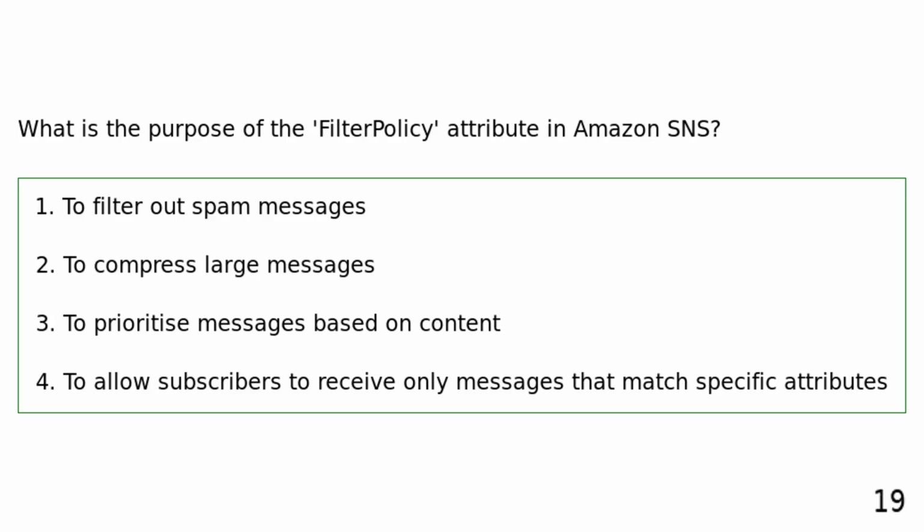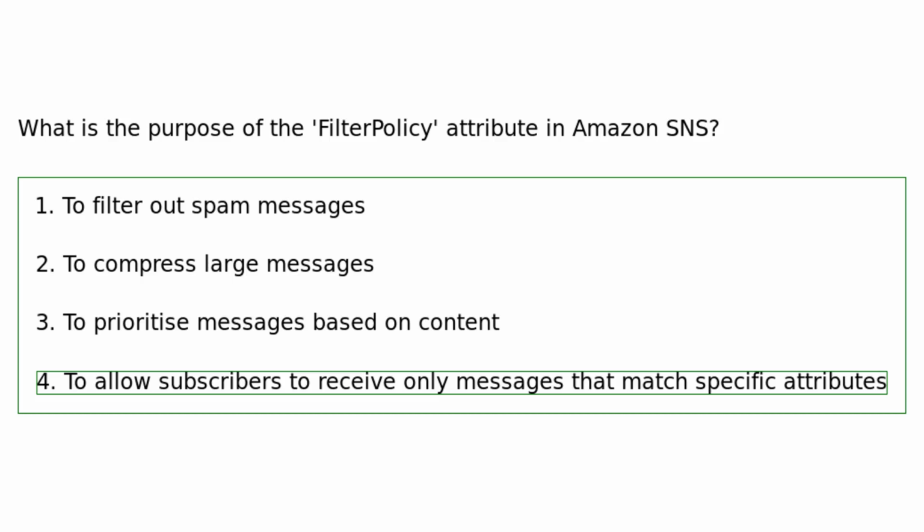What is the purpose of the filter policy attribute in Amazon SNS? To filter out spam messages. To compress large messages. To prioritize messages based on content. To allow subscribers to receive only messages that match specific attributes. The filter policy attribute in Amazon SNS allows subscribers to define filters so they only receive messages that match specific message attributes, reducing unwanted messages.